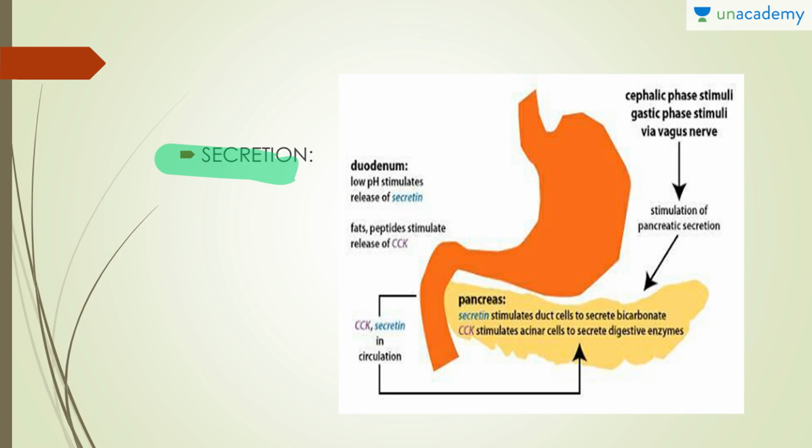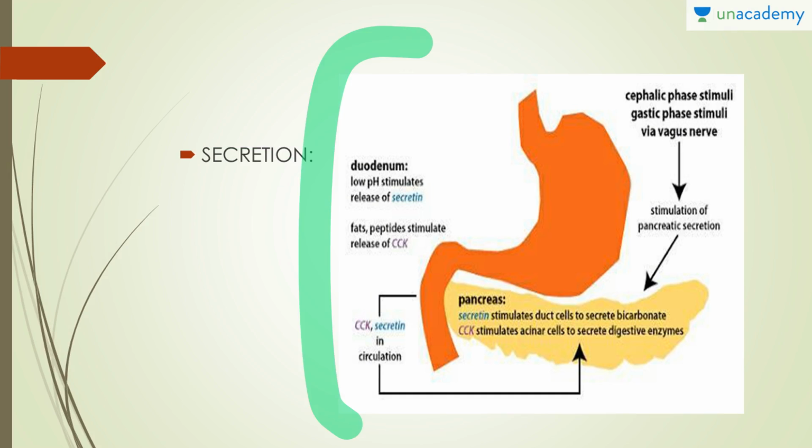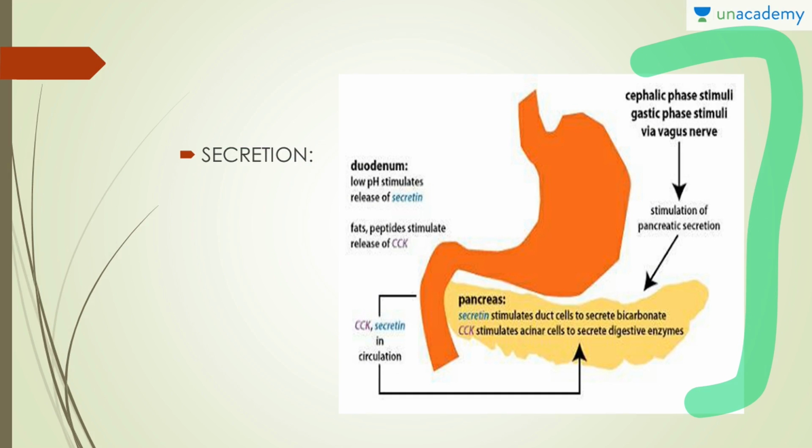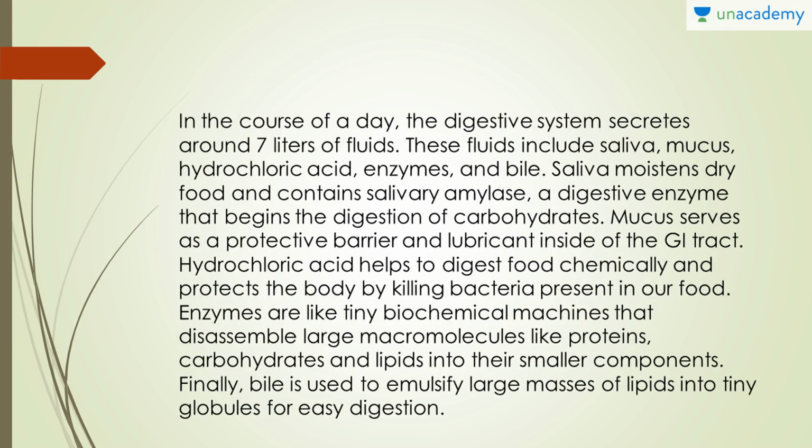The second process is secretion, and this is the picture related to the same. If you notice here, the pancreas is involved in the process of secretion. In the course of a day, the digestive system secretes around 7 liters of fluid. These fluids include saliva, mucus, HCl acid, enzymes and bile. See the functions of these. Saliva moistens dry food and contains salivary amylase, a digestive enzyme that begins the digestion of carbohydrates.